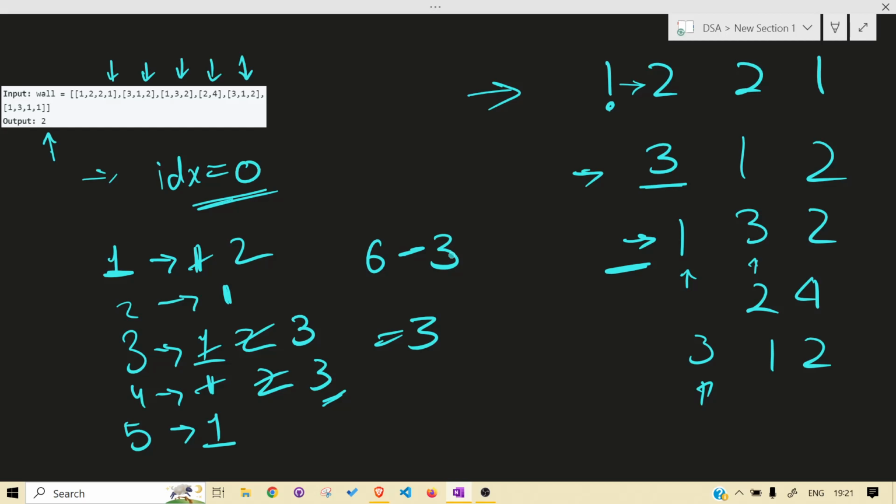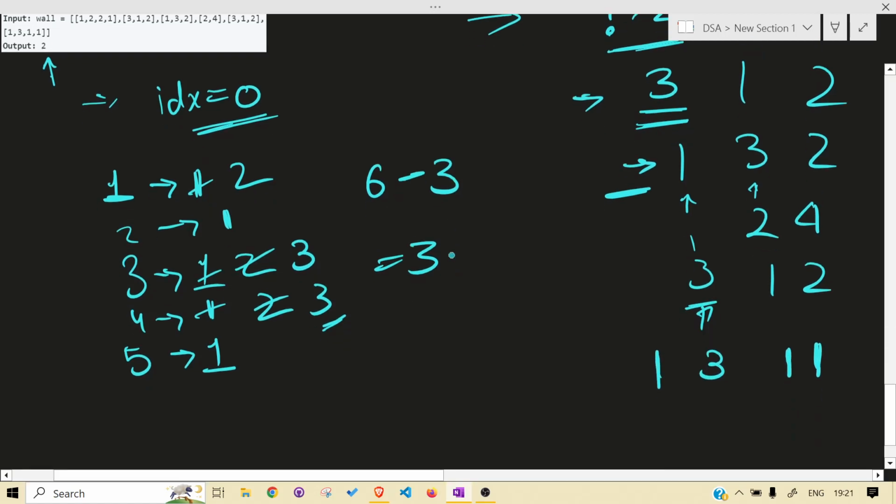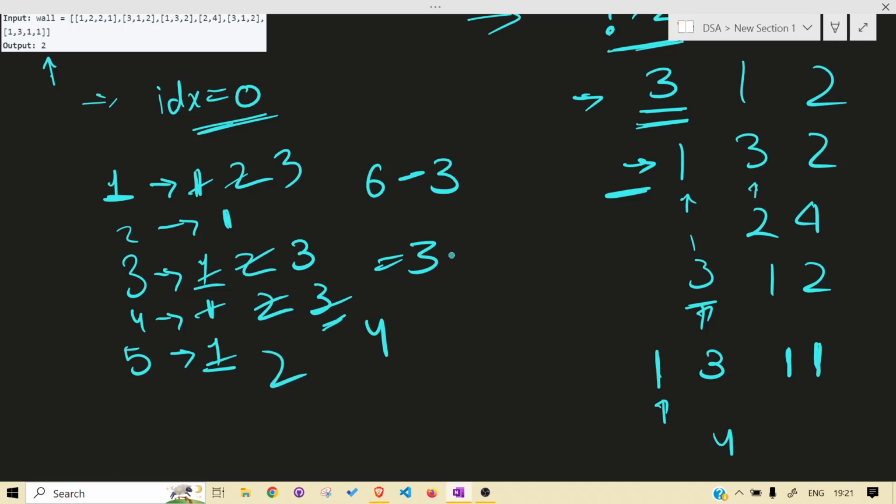How many times did we get 3? 3, 3, 3. I just forgot to write the last test case, that's why. 1, it's 3. 1 plus 3, 4. 4, it's now 4. 4 plus 1, 5. 5, it's now 2. The maximum that we are getting is 4.